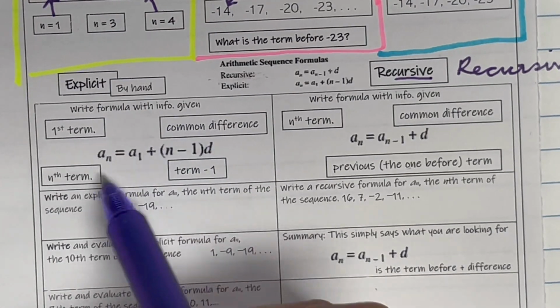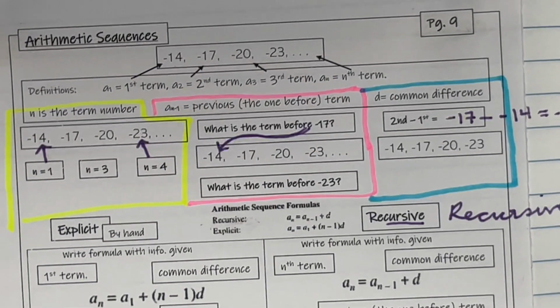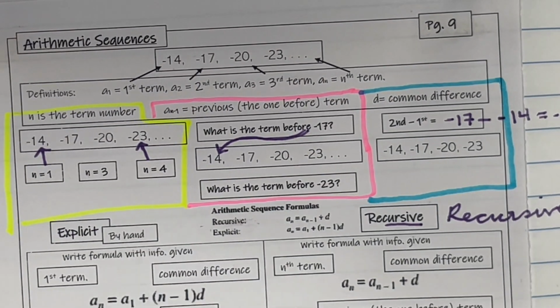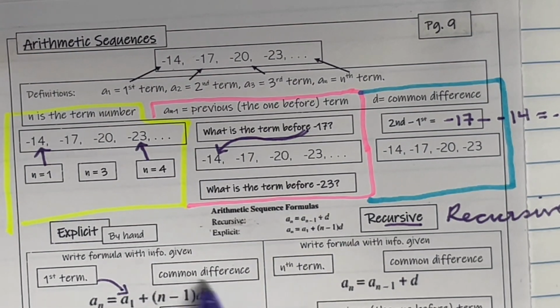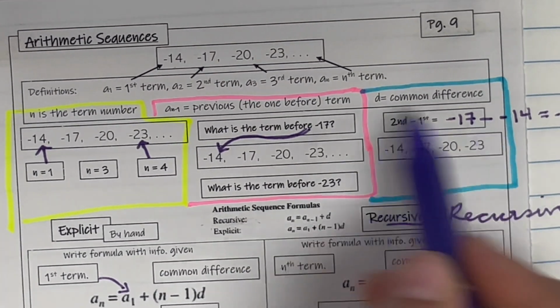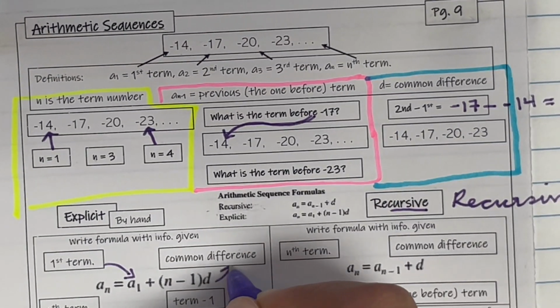Write a formula with the information given. So your first term, all right? So again, going through the definitions, where is your first term? A sub 1, right? This means first term. Which one means your common difference? So looking through your definitions again, D is my common difference.